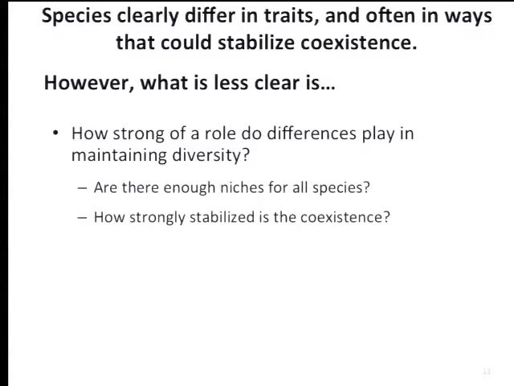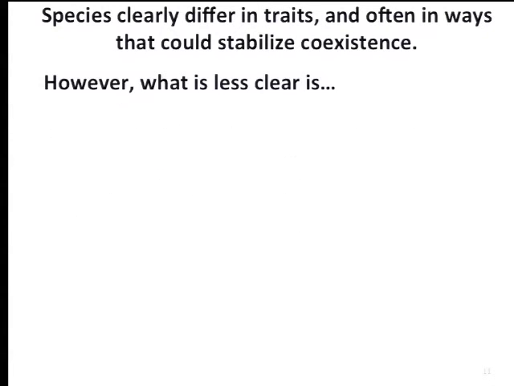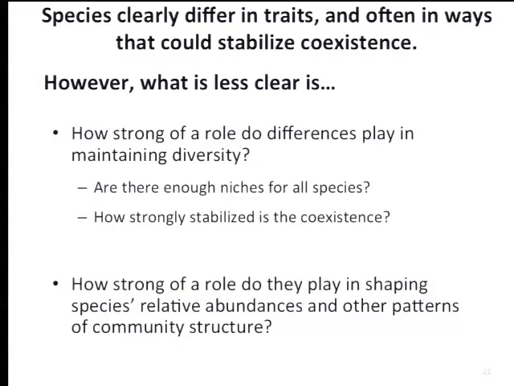Are there enough niches for all the species? How strongly stabilized is the coexistence? And also, how strong of a role do the differences play in shaping species' relative abundances and other patterns of community structure? So for example, Steve Hubbell argued that while people say that in a forest, a trade-off going from gap specialist species to shade-tolerant species should enable stable coexistence, he only sees broad groupings of species, maybe three groups that would stably coexist with one another. And it's actually sort of hard to argue against that. It takes a lot of effort to figure out if that trade-off is actually enabling stable coexistence or not.